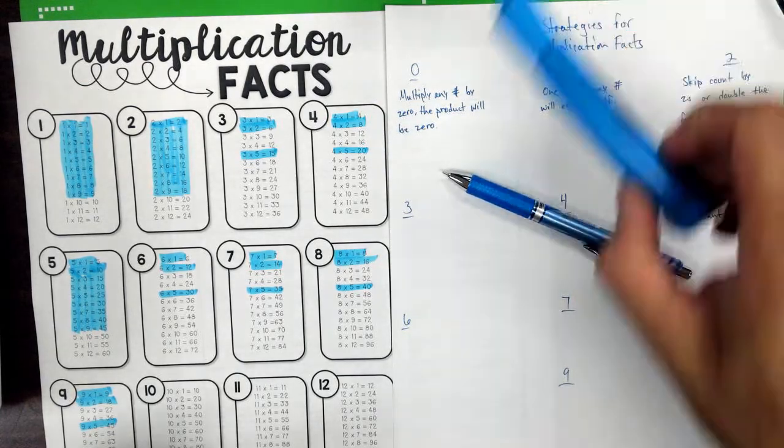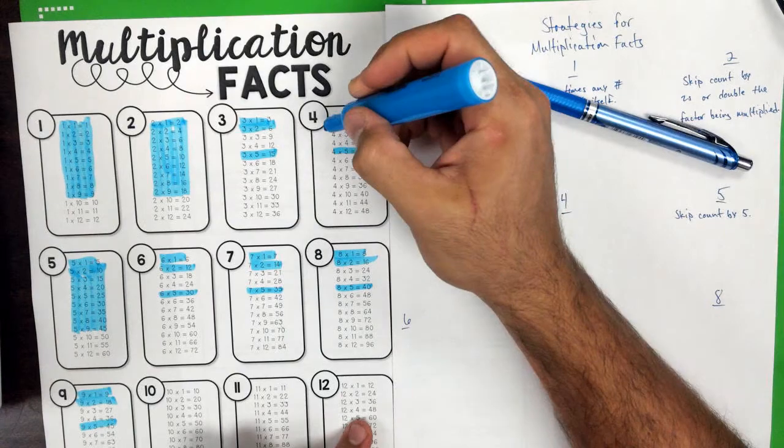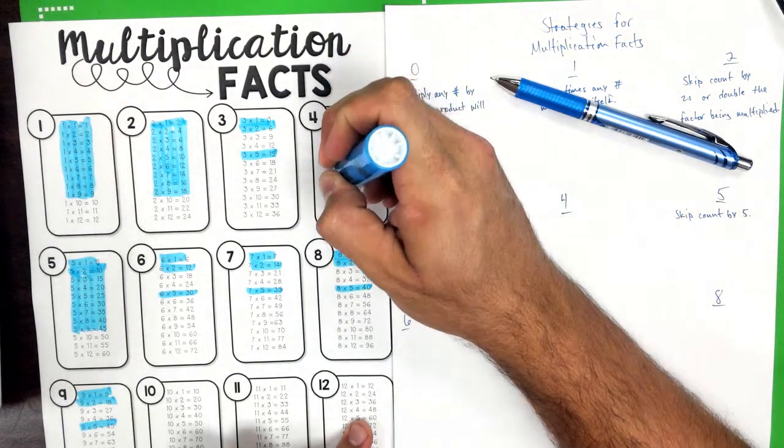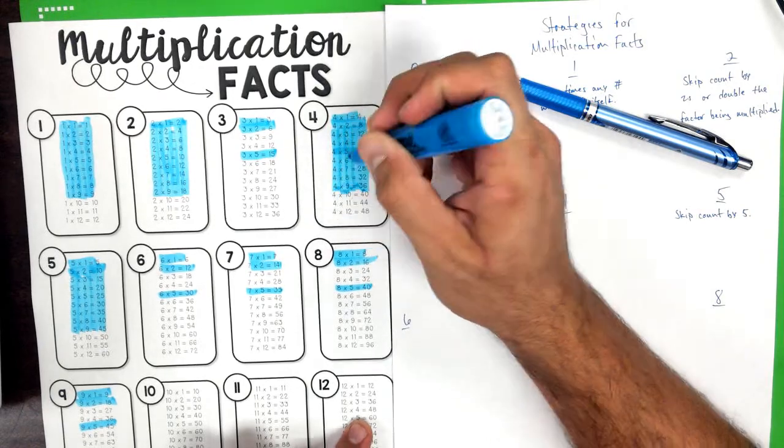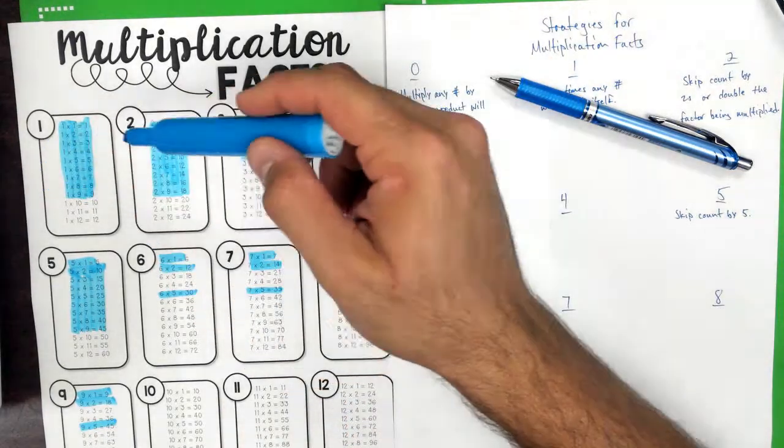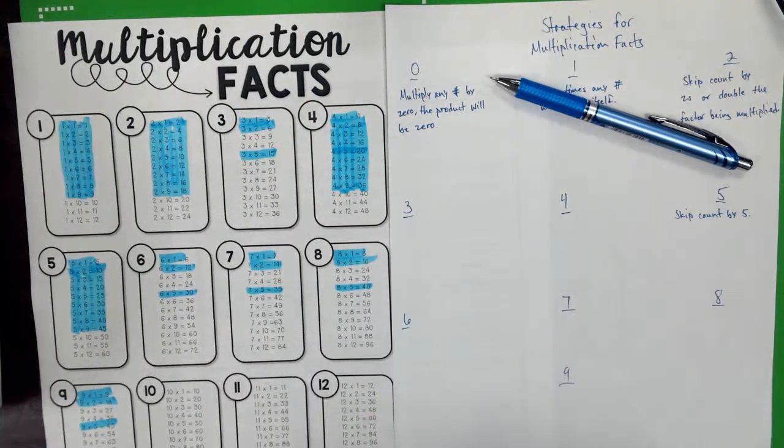So by doing that, we're able to eliminate and understand all of the facts in the 4's. So now we've knocked out our 1's, our 2's, our 4's, and our 5's.